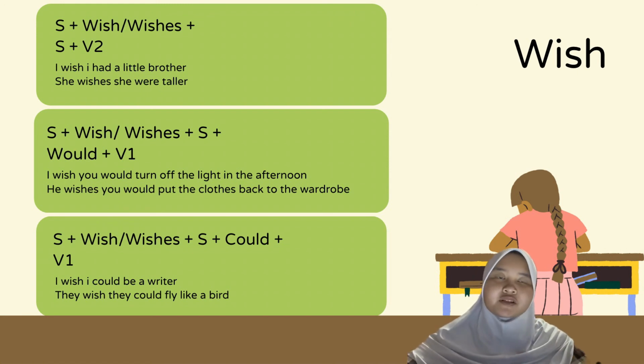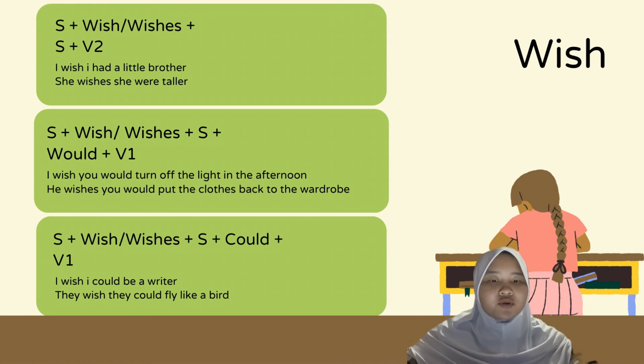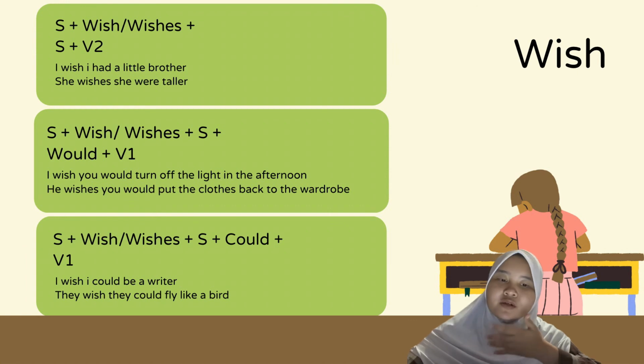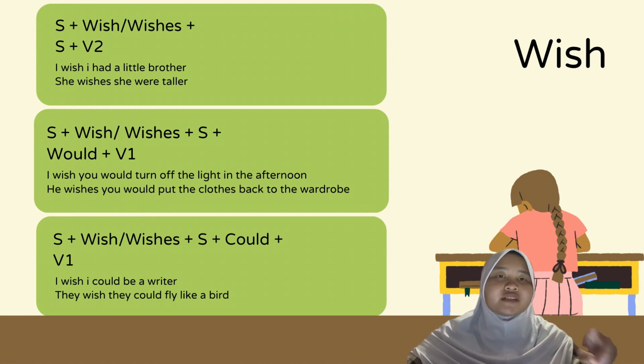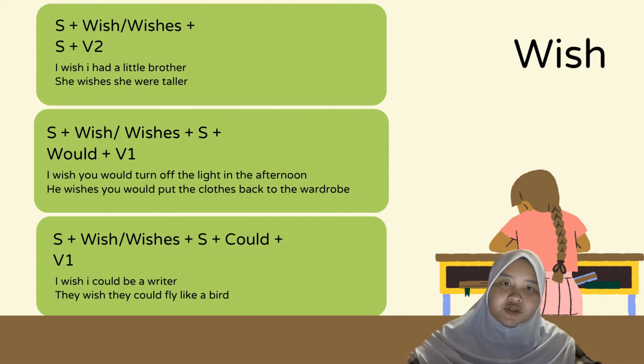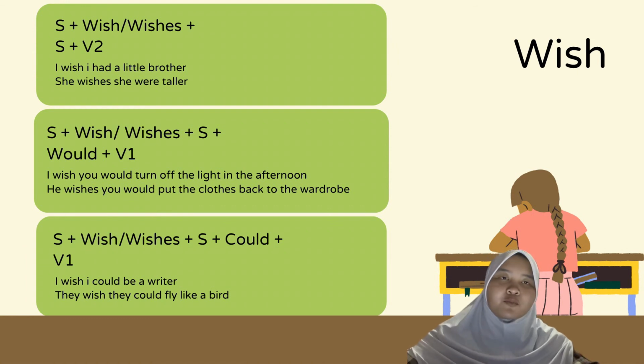The last sentence pattern of wish is wish followed by could. We use could to express something that we want to be able to do. Like the first example: I wish I could be a writer. I is the subject, and we use wish because the subject is I, followed again by the subject I, and followed by could, and then verb 1, be, and writer is the complement.